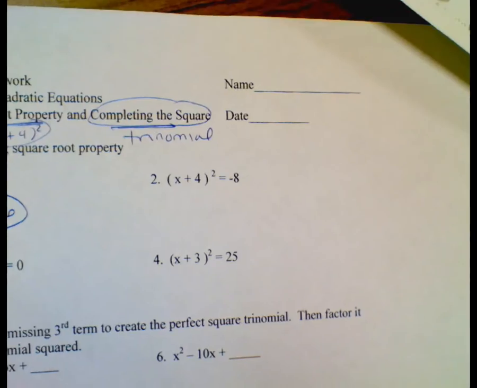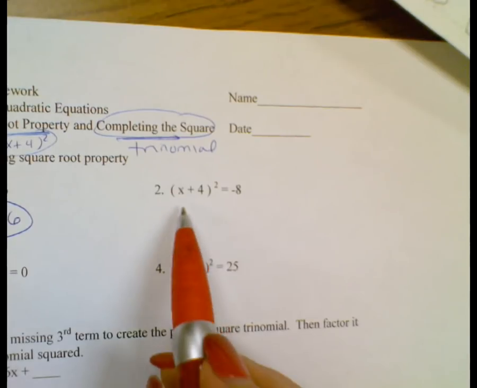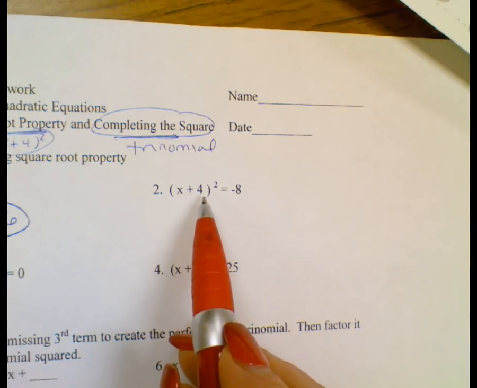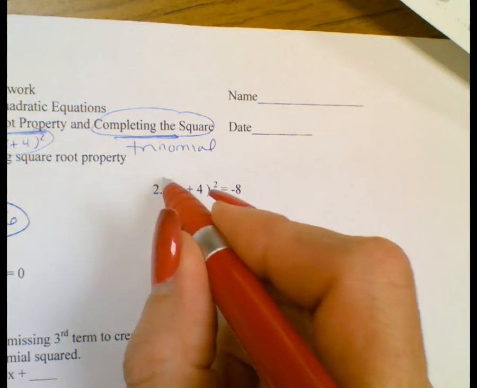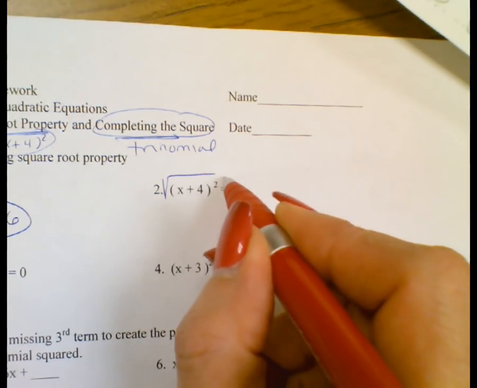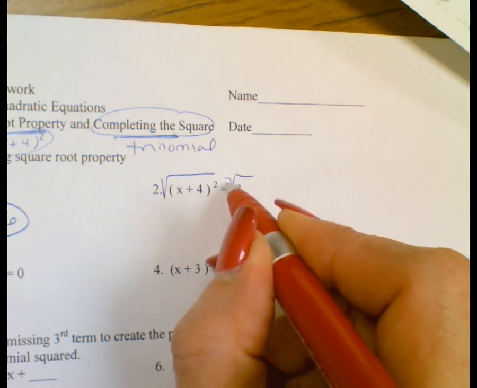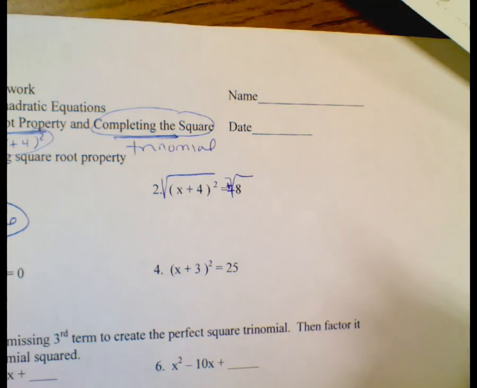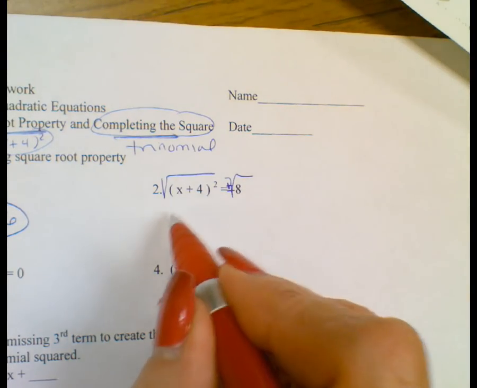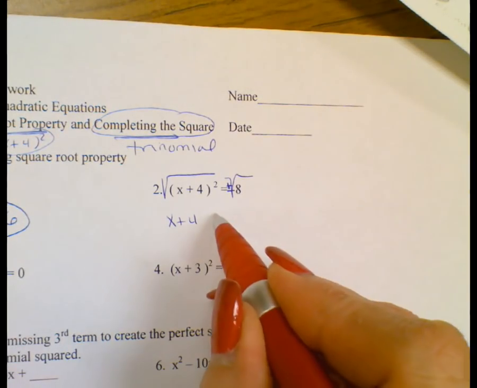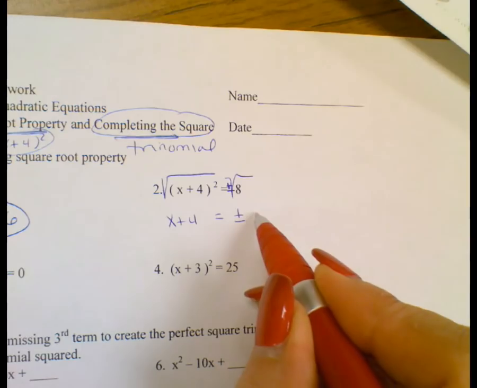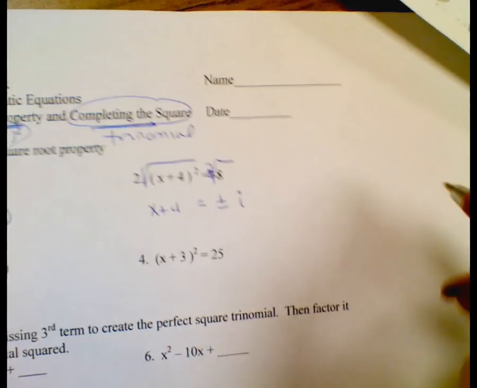That's it. So on this one, you might be tempted to FOIL this, but don't. We can get rid of the square and then we don't have to FOIL. So we're going to get rid of the square by square rooting the left side and square rooting the right side, but we're going to be putting in our plus and minus on the right, and the square and the square root cancel, and you just get the radicand x plus 4. On the right side, you have plus or minus i radical 8.